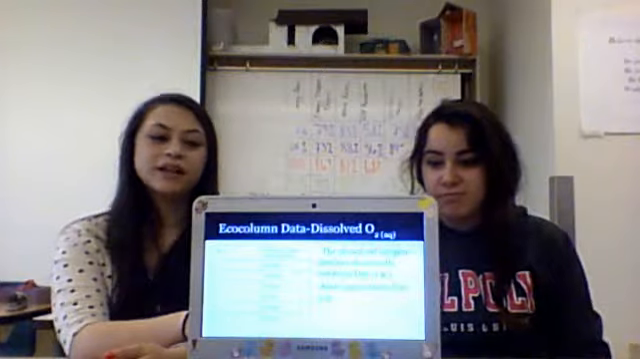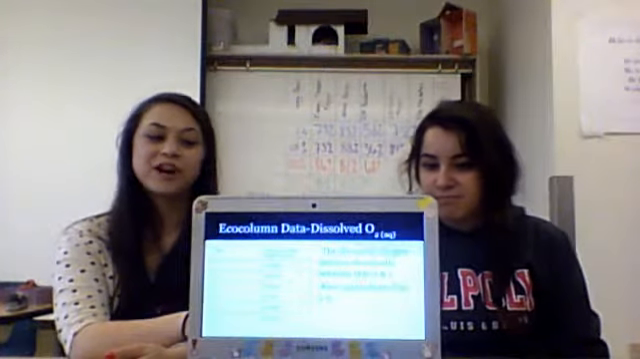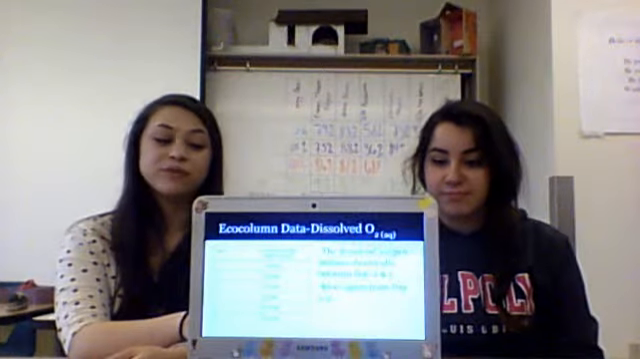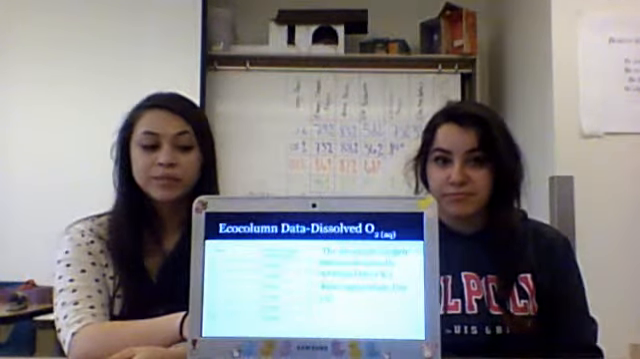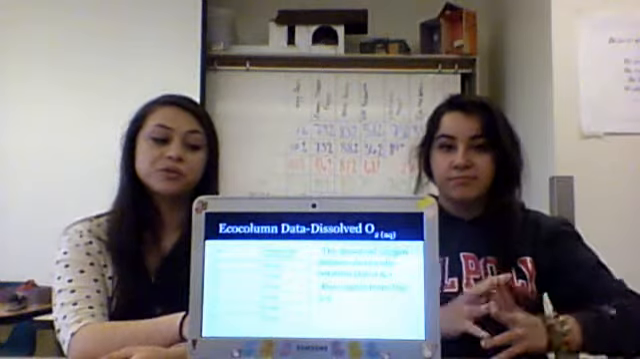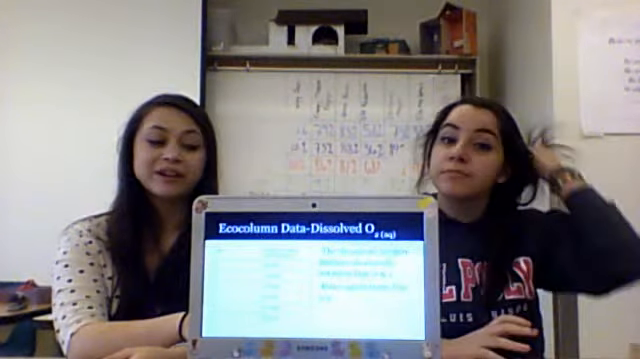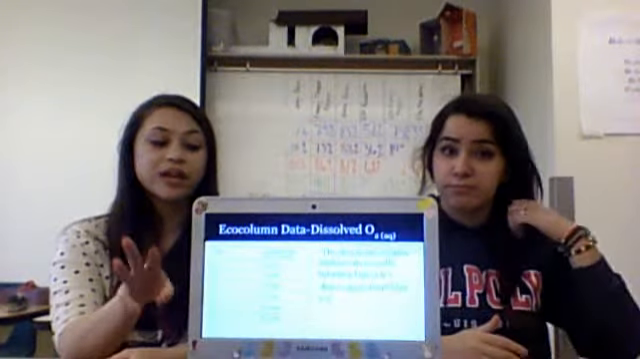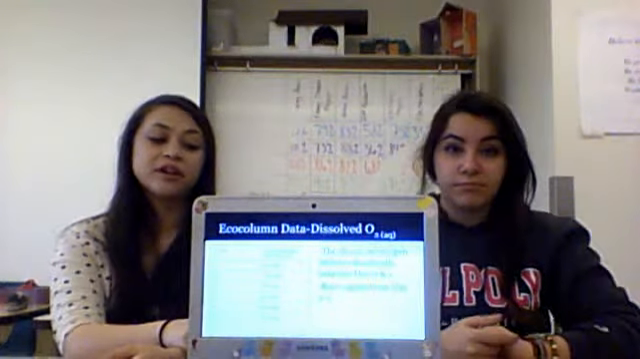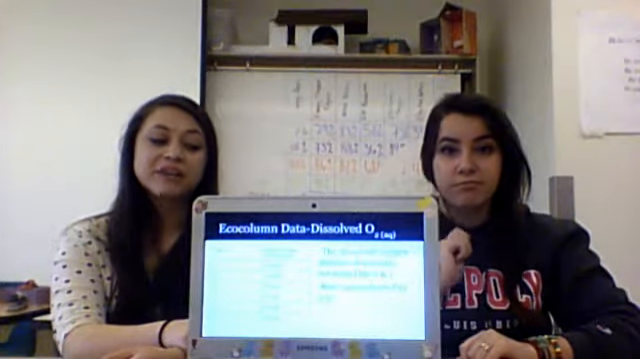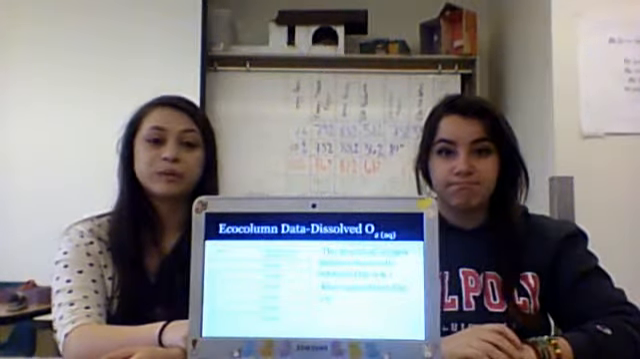So our ecocolumn data for the dissolved oxygen in the aquatic chamber is on day 0, it's 7.48 milligrams per liter, and on day 1, it's 1.20 milligrams per liter. On day 2, it's 2.25 milligrams per liter. On day 3, it's 2.6 milligrams per liter. On day 4, it's 4.73 milligrams per liter. And on day 5, it's 3.40 milligrams per liter.